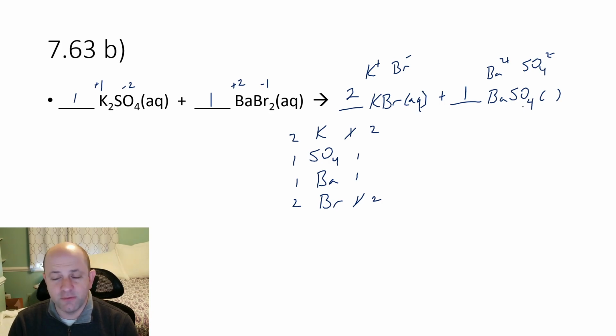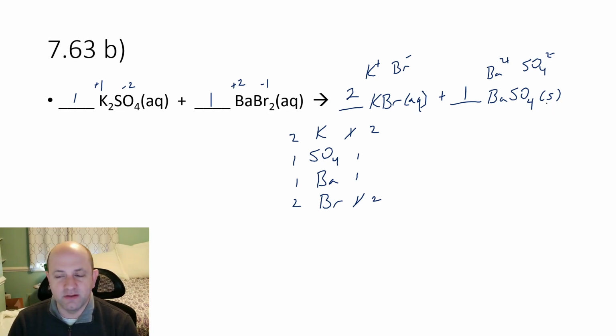We've got to look at the sulfate. Sulfates are soluble except for strontium, barium, lead, and mercury. Oh, there's the barium. There's the exception that makes it insoluble. So this will be a solid, and that means, yes, this is a real double replacement reaction.